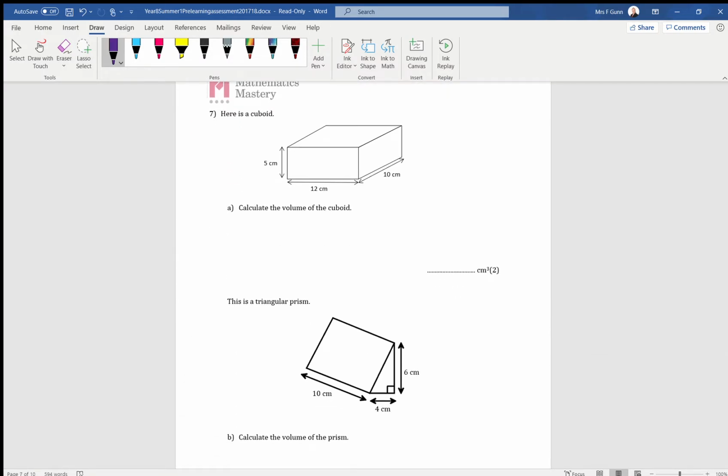Right, here is a cuboid. So hopefully you remember a cuboid. A cuboid is a special type of prism. All you have to do to find the volume of any prism is find the area of one of the faces. Usually it's the cross-section face. It's just, for most prisms, there's only one cross-section face. For cuboids, you could use any face. Find the area of that, times it by the length. So 5 times 12 is 60, times it by 10 is 600 centimetres cubed.